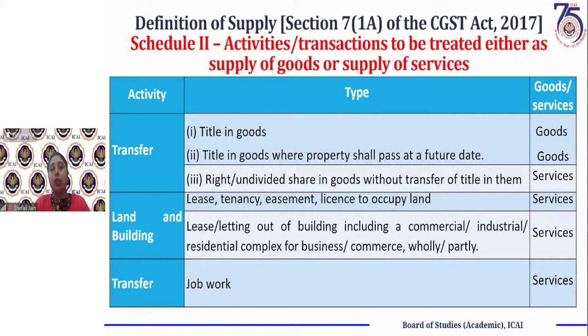But it is very important that first of all, an activity has to be a supply. Then it can be classified as goods or as services. So let us go through each and every para one by one quickly, and we'll cover Schedule 2.